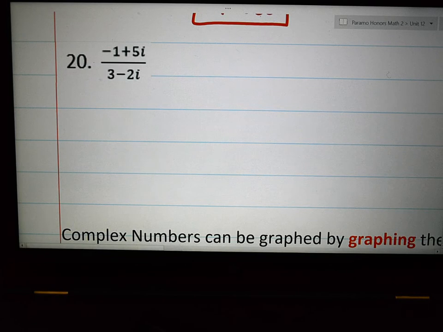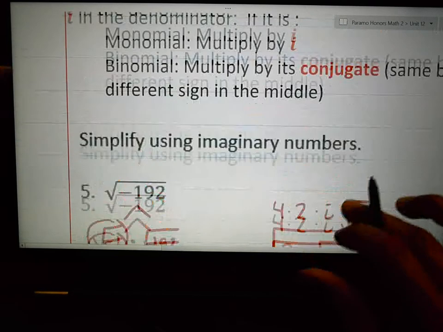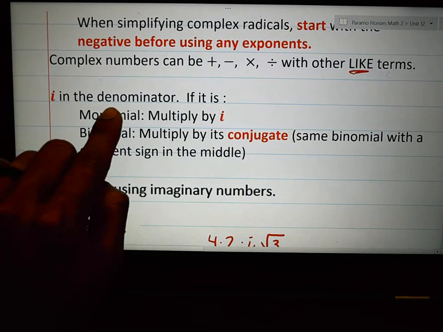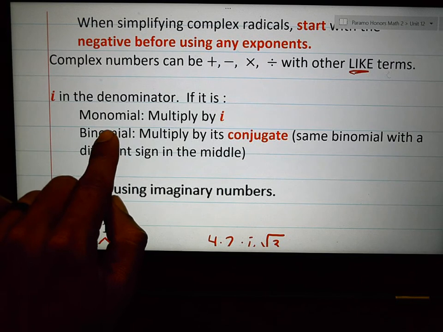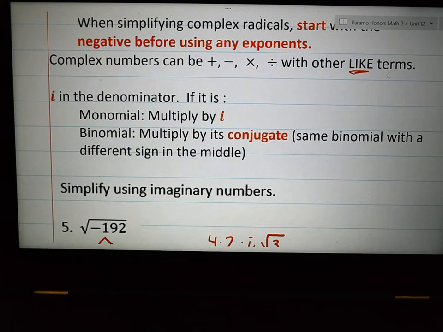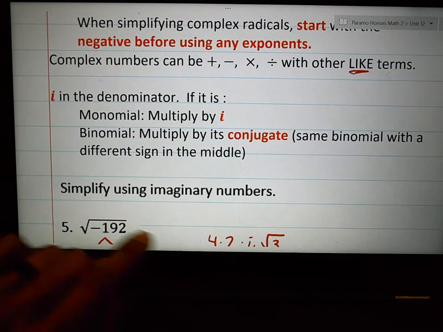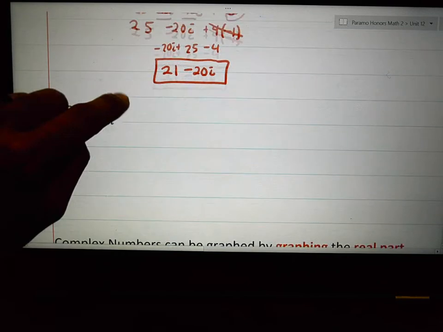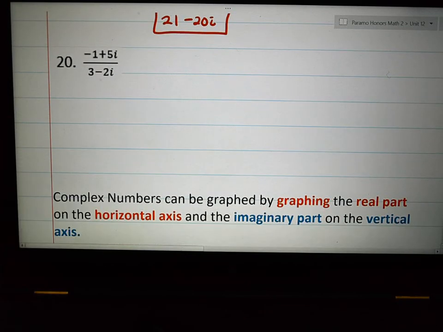What you're going to have to do is look at the directions that we have right about here. What if there's an i in the denominator? Well, it depends. If the denominator is a monomial, you multiply it by i. If it's a binomial, you need to multiply it by its conjugate, which is the same binomial with a different sign in the middle. Is this a monomial or a binomial? Binomial means two. There are two things here. So it is a binomial. And so we need to multiply by the conjugate.